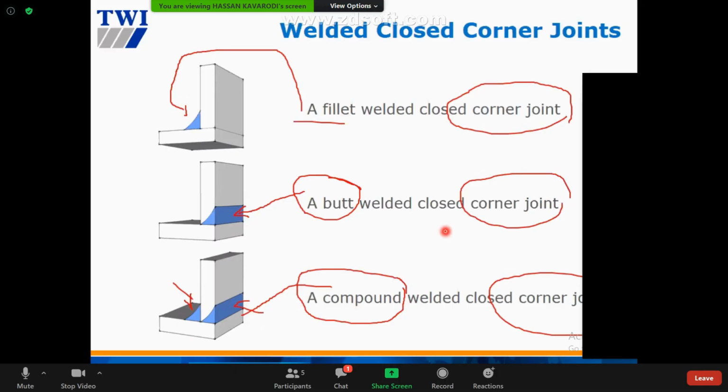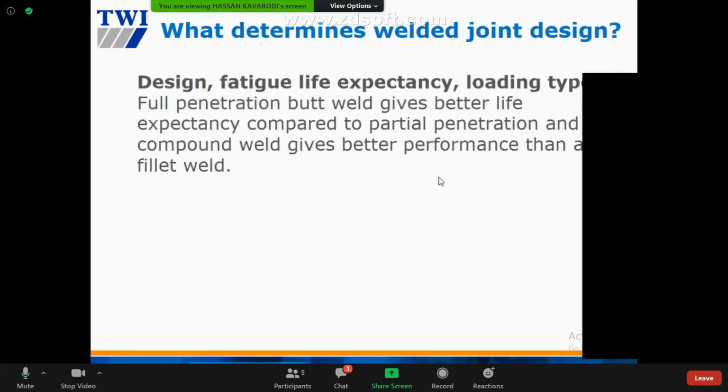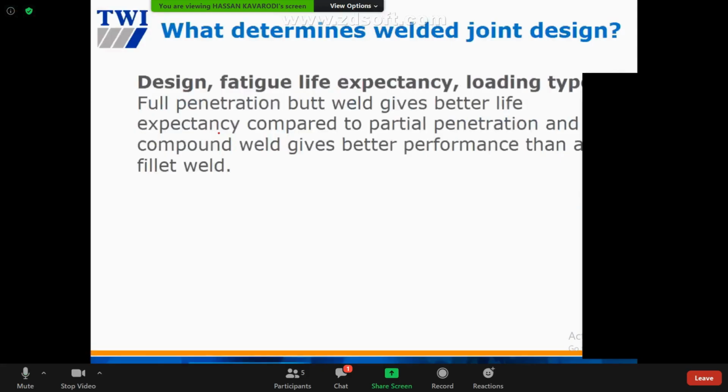All right, let's move to our slide discussion. What we discussed earlier about this compound, yeah? So I think everybody is already very clear about what is meant by compound weld.